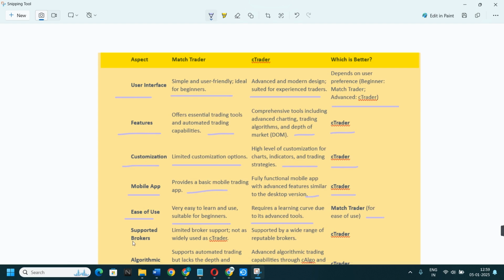cTrader has limited broker support, not as widely used as cTrader. And cTrader is supported by a wide range of reputable brokers. So cTrader is better. Now let's look at the algorithmic trading.